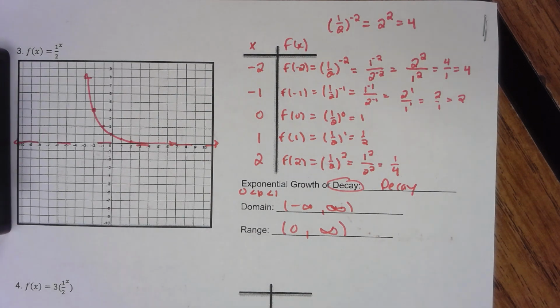Domain for every exponential, negative to positive infinity. The range, same as what we've seen here, it's 0 to infinity. No matter what exponent we plug in, we will never get 0. We will never get a negative. And it just keeps going all the way to infinity. All right, questions there?